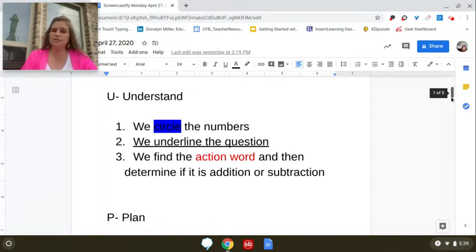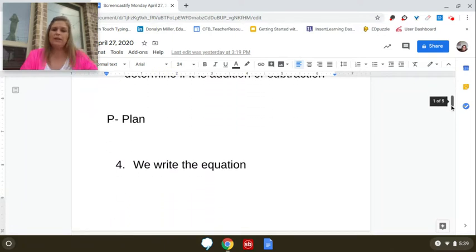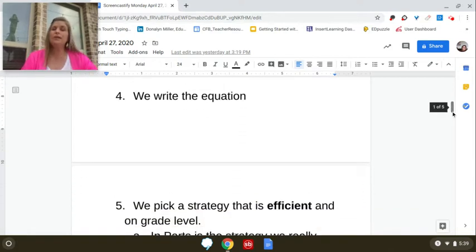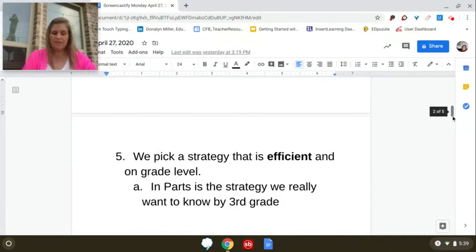Then we go ahead and start planning. And when we plan, there are 2 things that we do. We write the equation from what we've understood in the problem. And then the next thing that we do is we pick a strategy that is efficient. It's on grade level. And the word efficient, all that means, guys, is that it's fast and it's accurate.